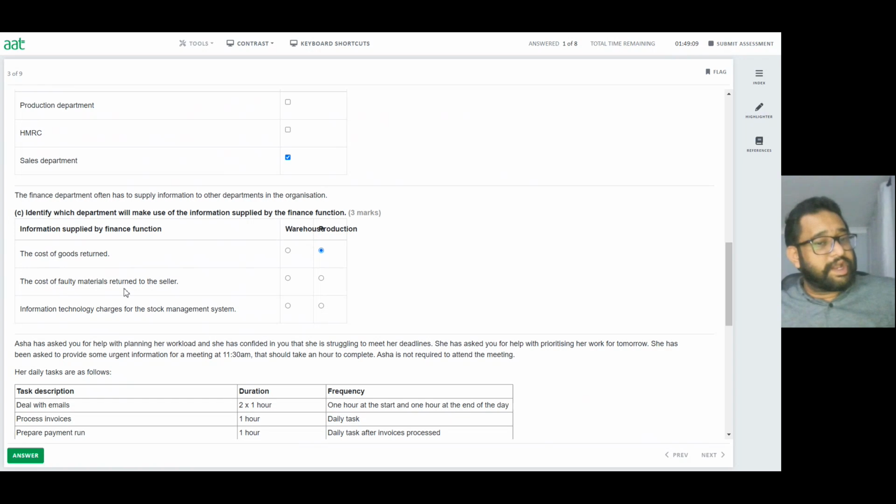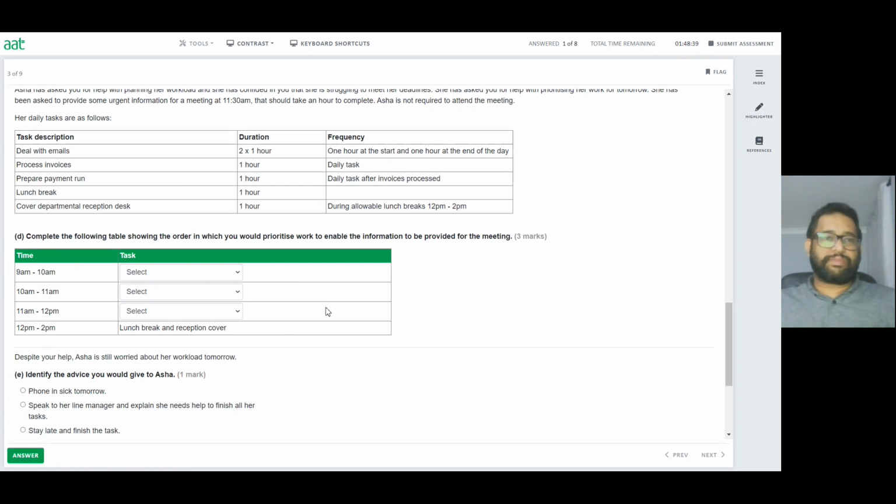The cost of the faulty materials returned to the seller. Therefore, the goods are going out of the business to the seller, so it has to go from the warehouse there. Information technology charges for the stock management system are also handled by the warehouse, because the warehouse is where you store your stock. You don't store anything in your production department. The production department simply produces the goods there. They don't store anything. Storing will go to the warehouse.